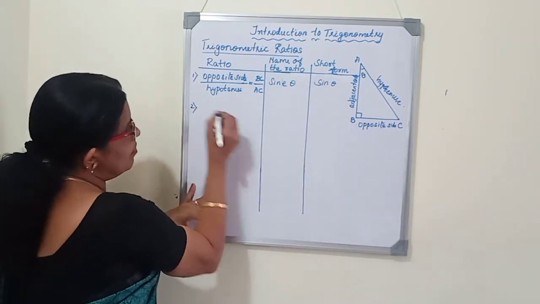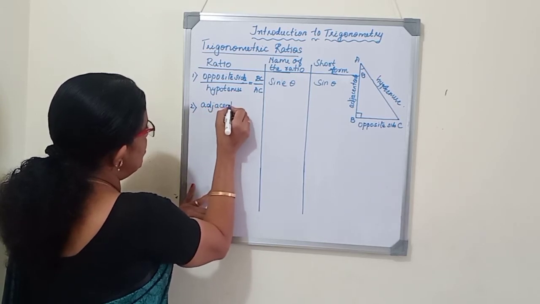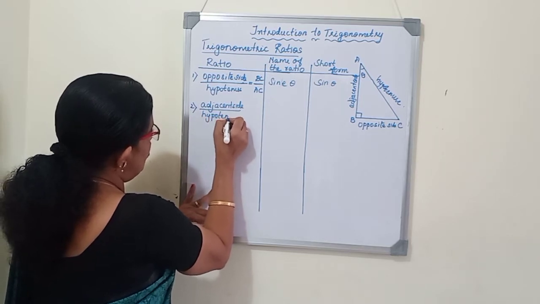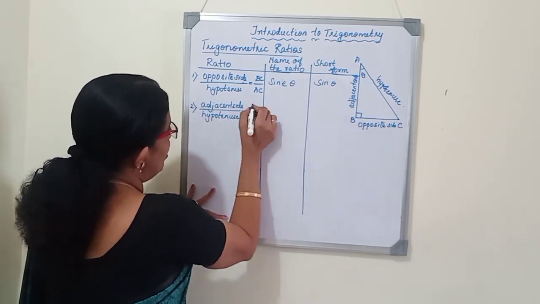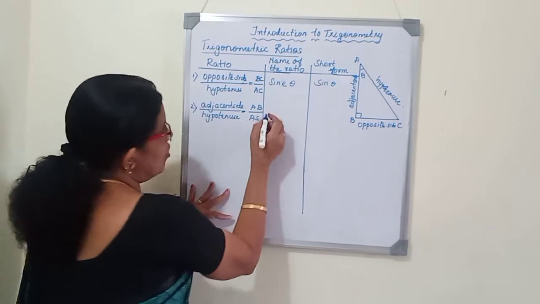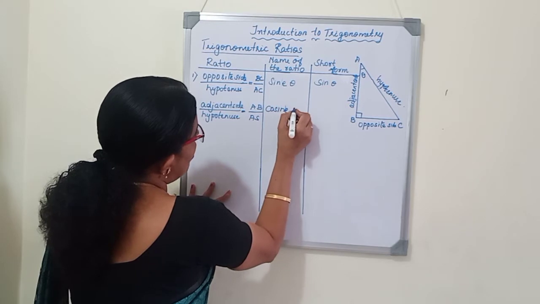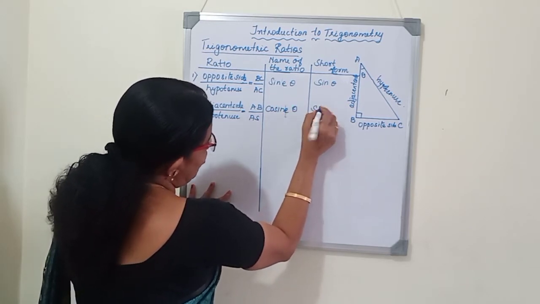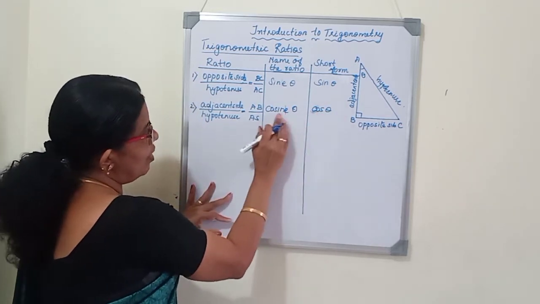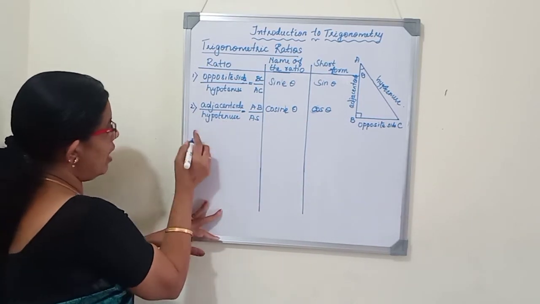The second ratio is adjacent side by hypotenuse. Adjacent side is AB, hypotenuse is AC. So AB by AC, adjacent side by hypotenuse, is called cosine theta. But we will write it as and read it as cos theta. So cos theta is the short form. Cosine theta is the correct name. So cos theta is equal to adjacent side by hypotenuse.